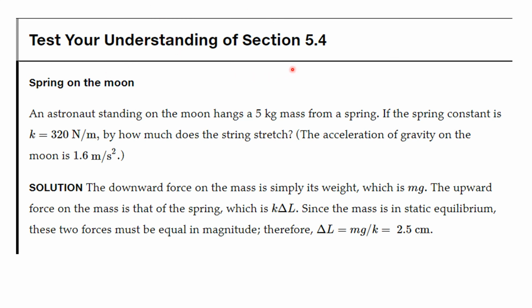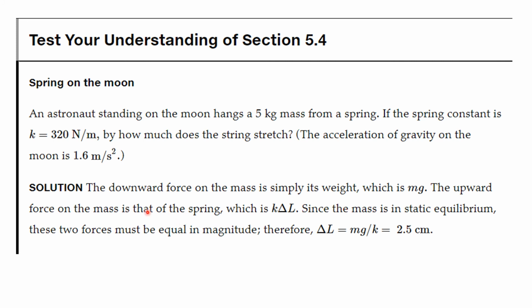Okay, this is to test our understanding of section 5.4, and this is a spring on the moon. An astronaut standing on the moon hangs a 5-kilogram mass from a spring. If the spring constant is 320 newtons per meter, by how much does the spring stretch? That should say spring, not string. And the acceleration of gravity on the moon is less. It's not 9.8 meters per second squared, it's 1.6.